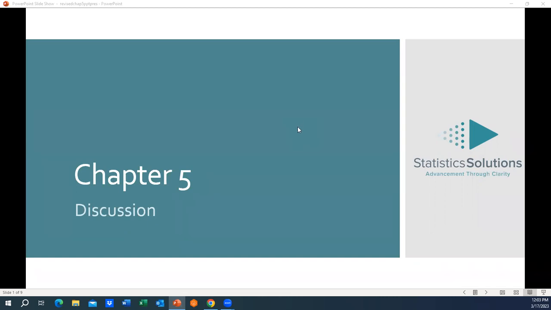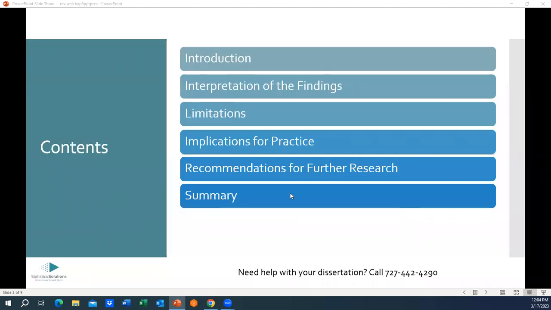Right. So here's what we're going to be talking about today. There are sections that are typical for chapter 5. Again, get a hold of your template. There may be minor differences, but this is pretty standard.